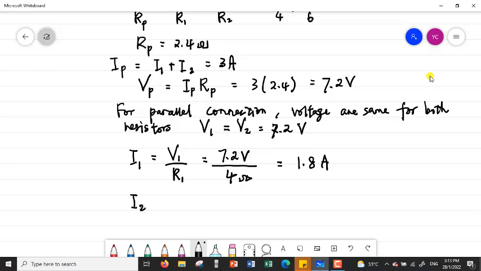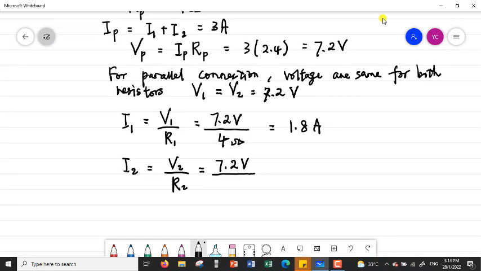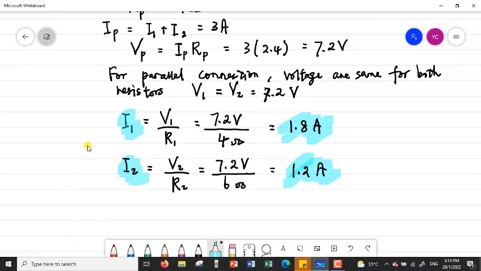Same goes for the current that flows through the second resistor, I2. It will be V2 over R2. So the V2 here is equal to V1, 7.2, because they are connected in parallel. For parallel, the voltage is the same. So the value of resistance R2 is 6 ohm. So divide by 6 ohm, we will get our current flow as 1.2 ampere. So we have solved the question. So this one will be our answer, the value of current I1 and I2.